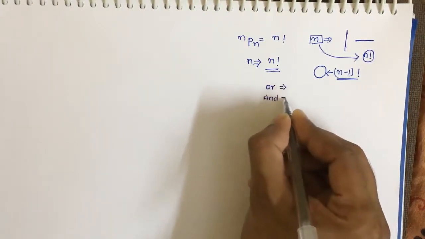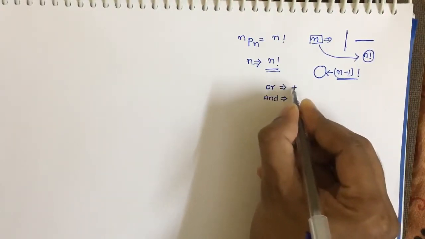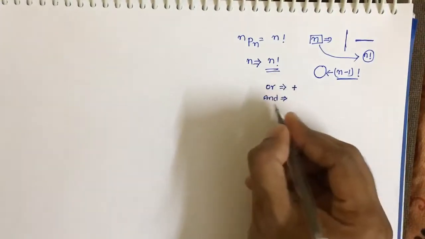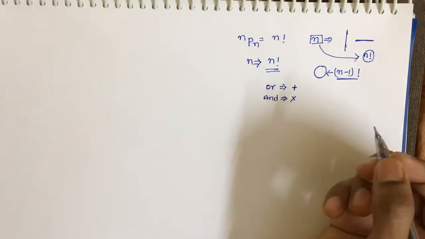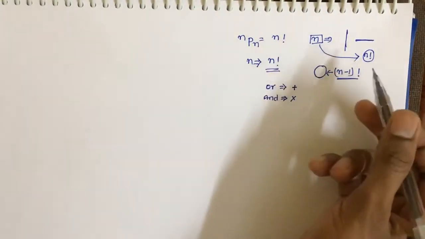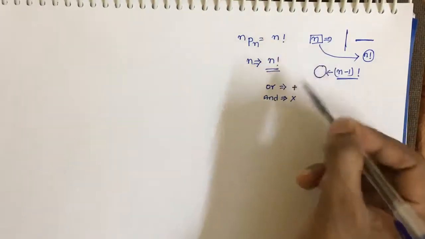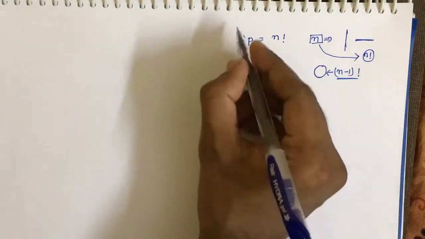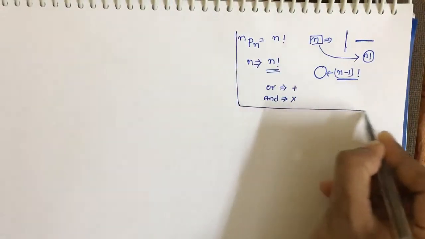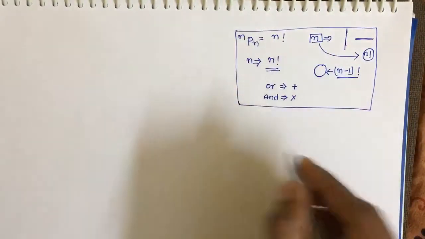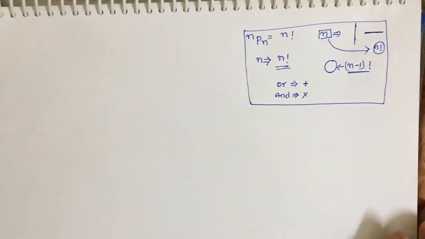Okay, next, in the question, if we see "or", you have to do addition. If we see "and", you have to multiply. So you have to remember these four things. Whatever questions I am going to solve now depend upon these four principles. Just note down these things in your notebook so that it will be easy.